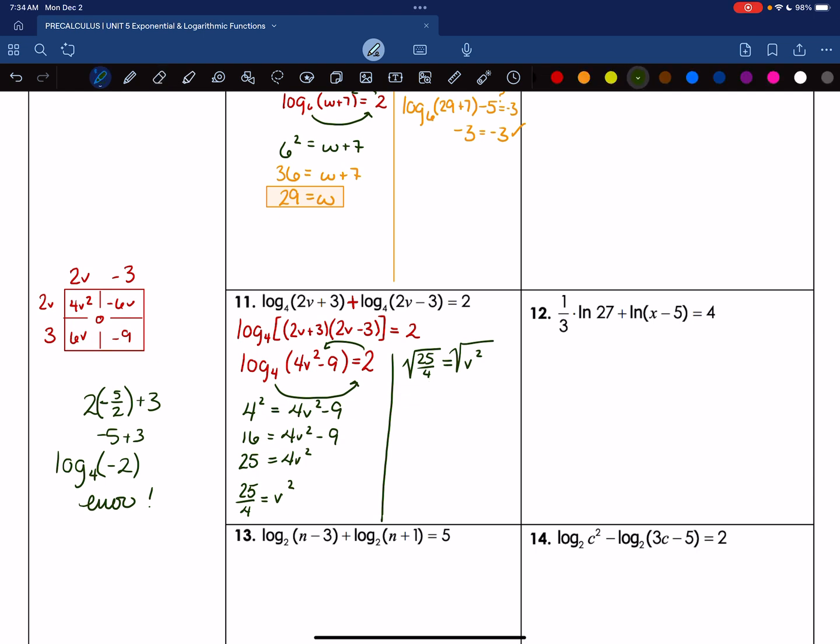So let me actually write it like this. V would be both. It could be positive or negative 5 over 2. But what I'm going to show you here is that this one is no good. Only this one works when you do your checking. Okay, so there we go.